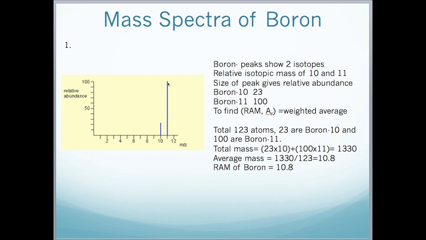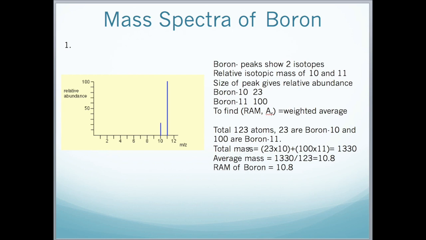So how do we find the relative atomic mass? Remember from the definition, that's the weighted average. So it's quite an easy calculation. In total, we have 123 atoms because of the relative abundance, so we add those two together and we get 123. We know that 23 are boron-10 and 100 are boron-11.